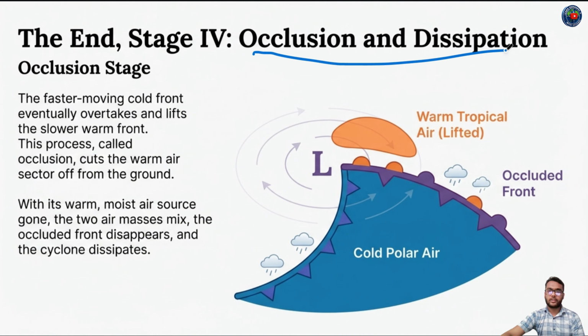Stage 4, occlusion and dissipation. In the occlusion stage, the faster moving cold front eventually overtakes the slower warm front. This process, called occlusion, cuts the warm air sector off from the ground. With its warm moist air source gone, the two air masses mix, the occluded front dissipates and the cyclone dissipates. Like this: cold polar air, warm tropical air, it is a lifted occluded front. There is rainfall, and again this is a low pressure zone.